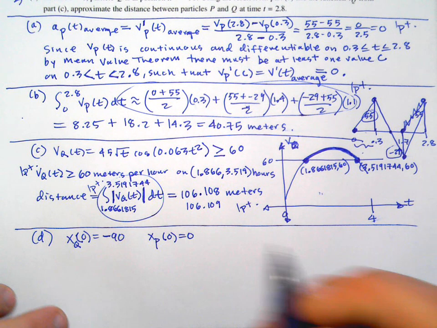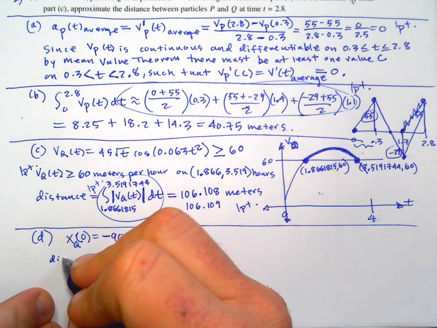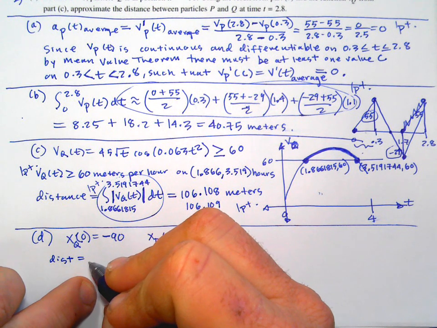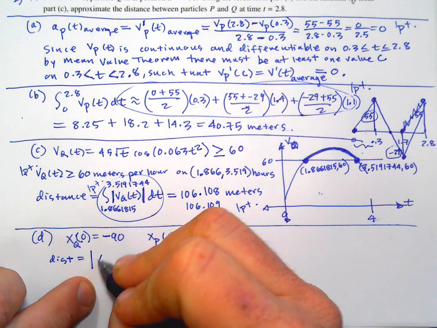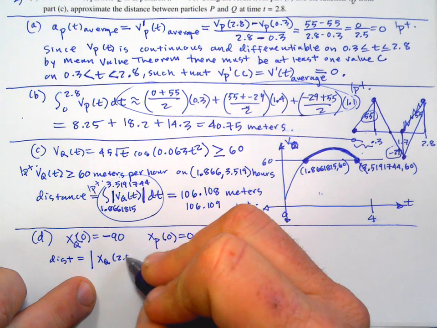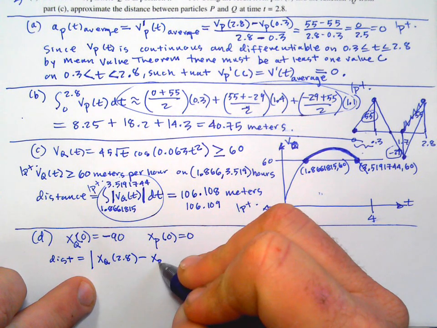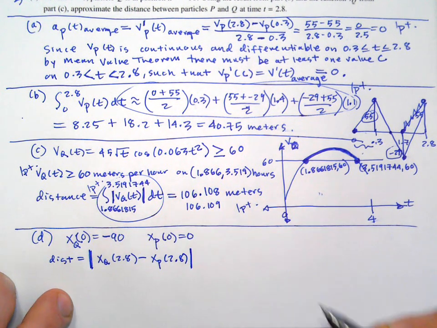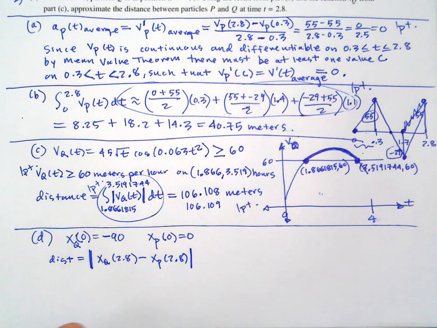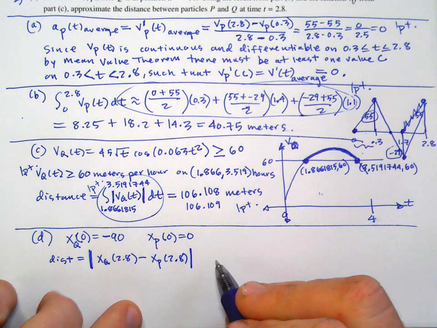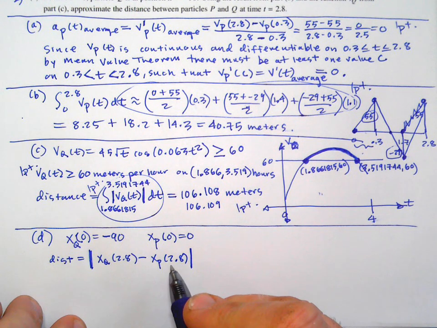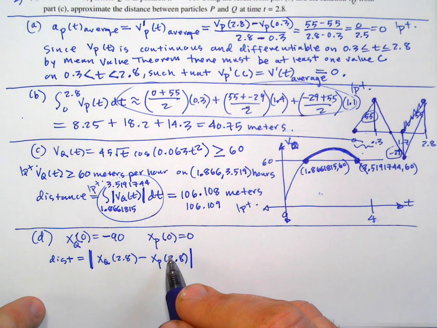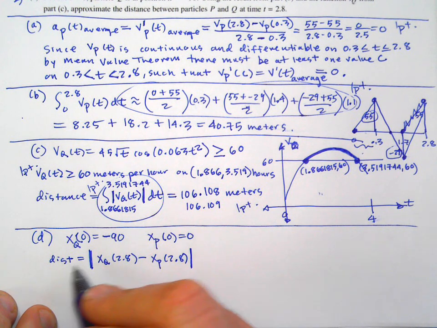So the distance between the particles at time 2.8 is going to be the absolute value of x sub Q of 2.8 minus x sub P of 2.8, or the other way around, but then you just do the absolute value to make sure it's distance. So it comes out positive. That's what we're trying to find. Now, we can't find the exact value for P because we had to estimate it, but we're going to do that. So to find this value, we got to find these two separate values first.